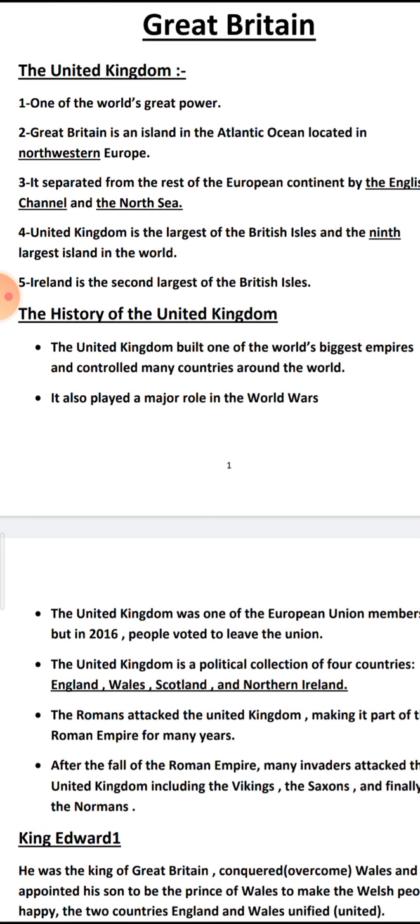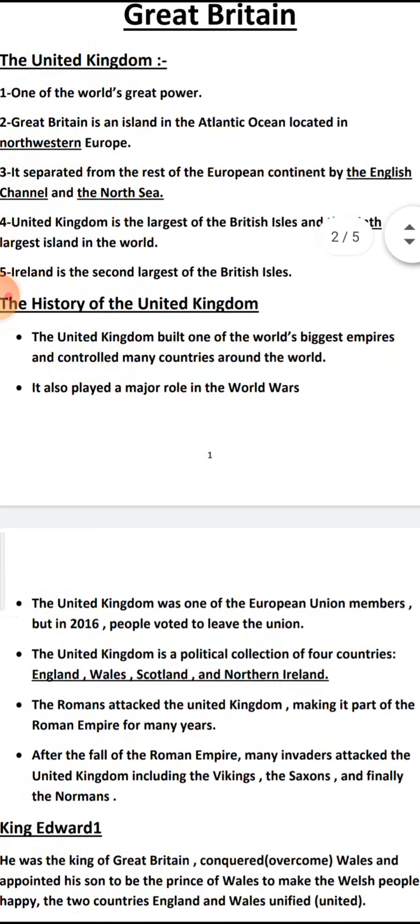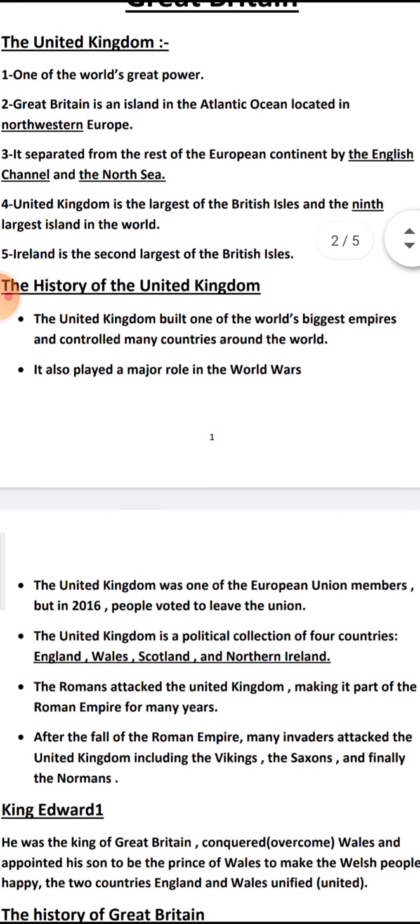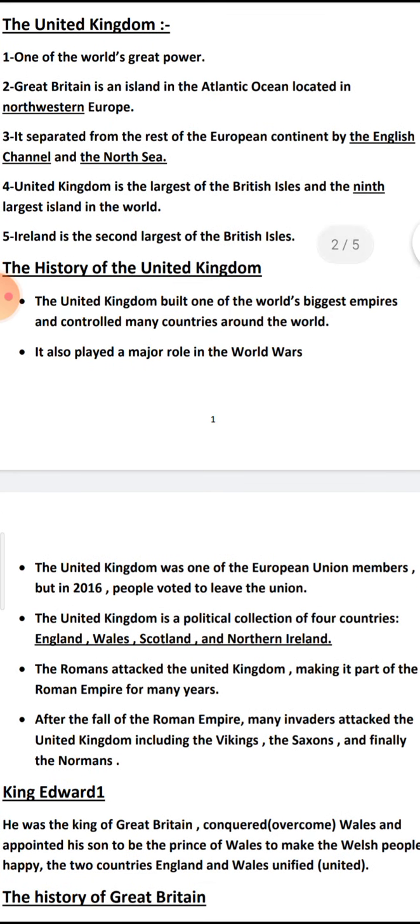Okay, so the United Kingdom is separated from the rest of the European continent by what? I can ask you this question. So you can answer: the United Kingdom is separated from the rest of the European continent by the English Channel and the North Sea. Okay?